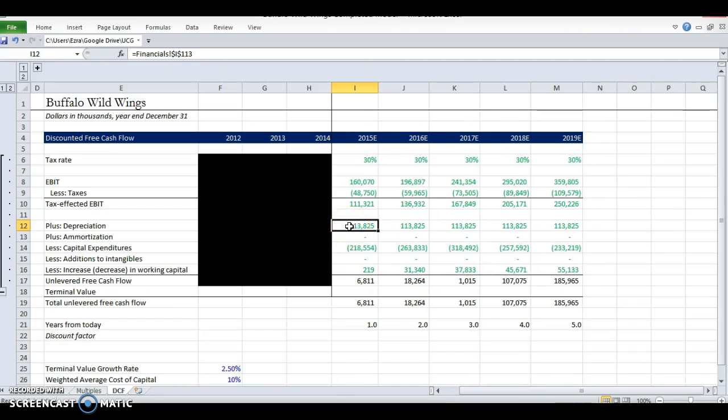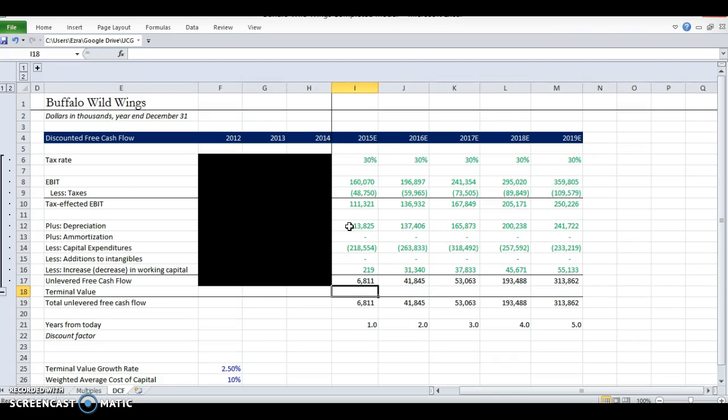Okay, I just found a mistake I made. I hard-coded this. So this should not be hard-coded, I put the dollar signs around that. That's not right. So I need to fix that. It makes my cash flow look a little bit better. Copy that formula back over. Great. Okay, so now we're going to do the terminal value.